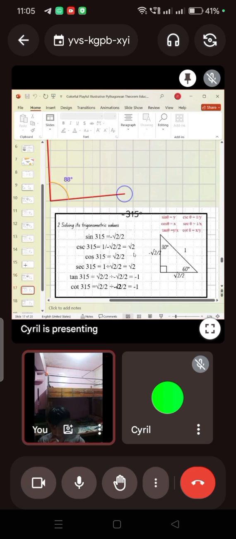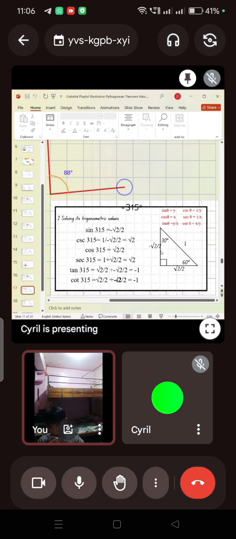For its cosecant, it's 1 over y. So you simply have to put 1 divided by negative square root of 2 over 2, which in turn turns to negative square root of 2. For its cosine, you only have to substitute x, which is square root of 2 over 2. For its secant, what you have to do is divide 1 by x, which is 1 divided by square root of 2 over 2, which equals 2.